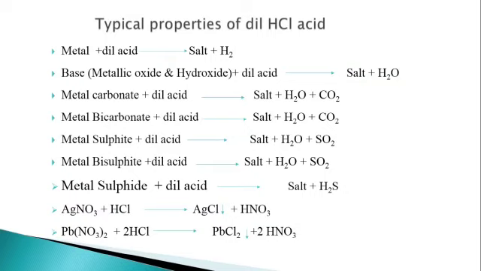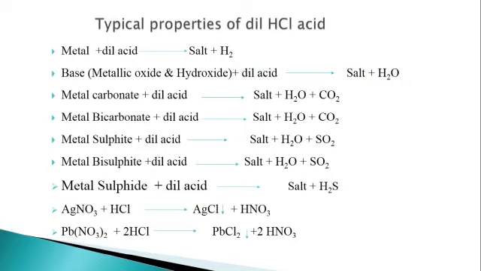Ammonium hydroxide reacts with acid to form ammonium chloride and water. Metal carbonate reacts with dilute acid to form salt, water and carbon dioxide. For example, copper carbonate reacts with dilute acid to form copper chloride, water and carbon dioxide.